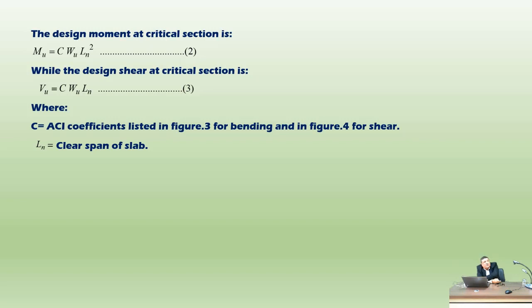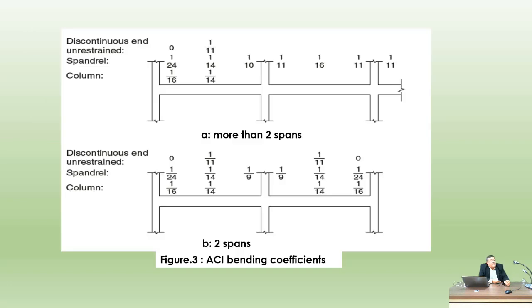L net equal to clear span of slab. Figure 3, ACI bending coefficients. The top figure represents the slab of more than 2 spans, while the bottom part of the figure represents the slab of 2 spans only. The rows of the coefficient are different according to the restraint of the exterior support.